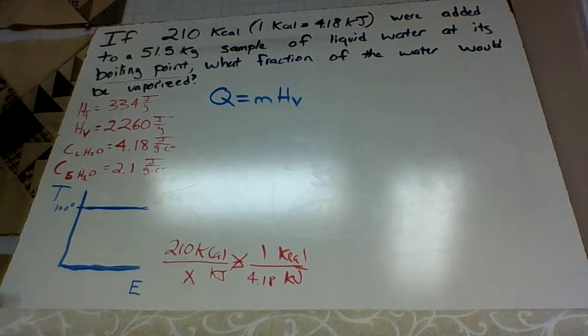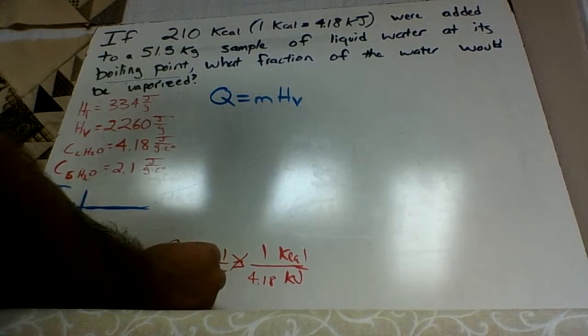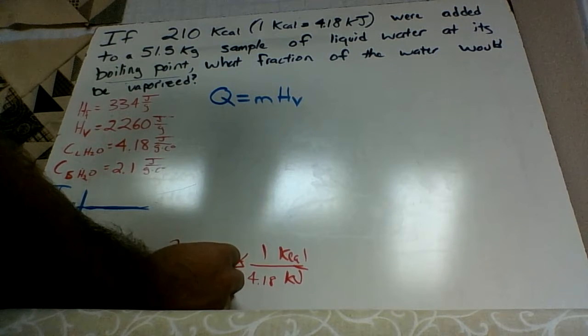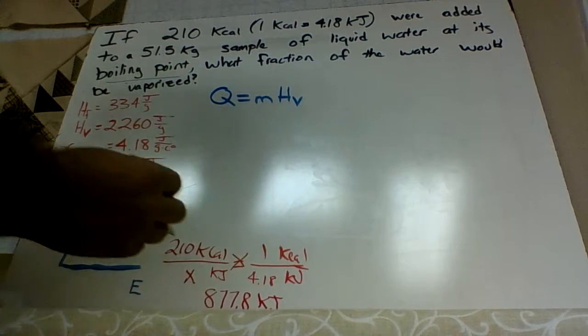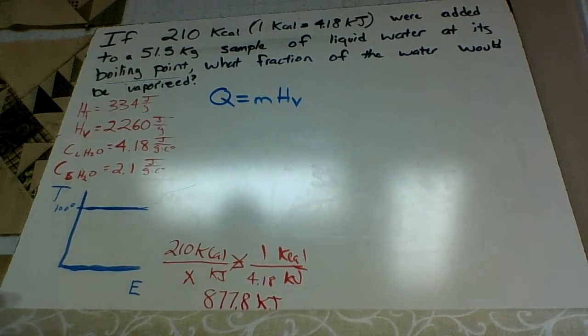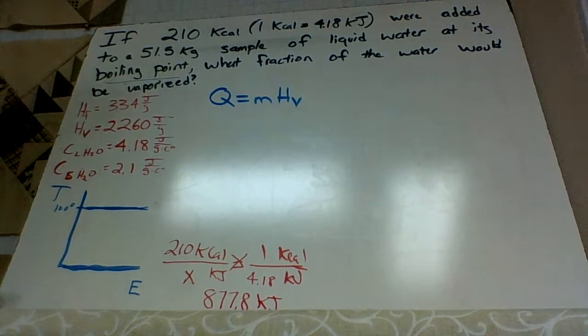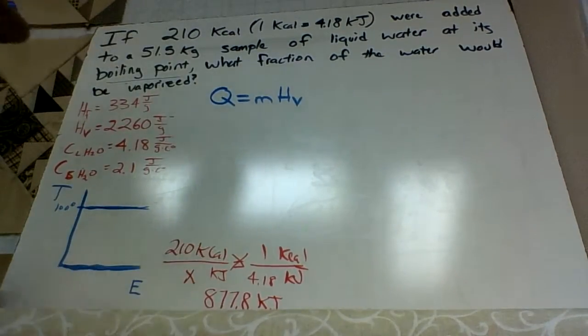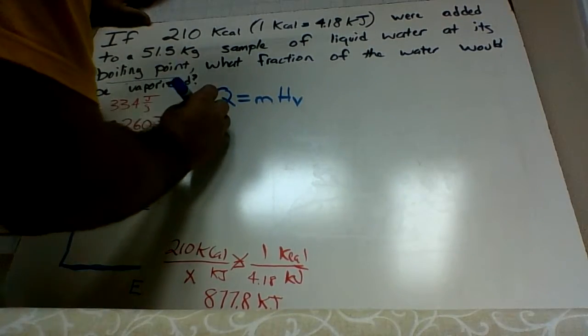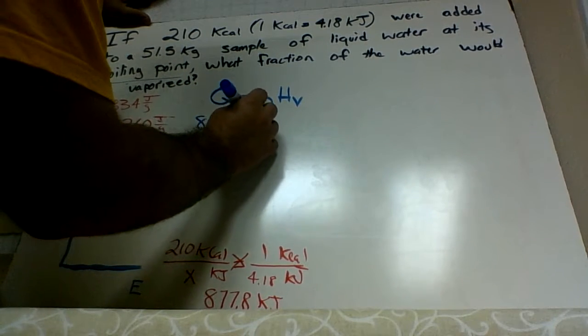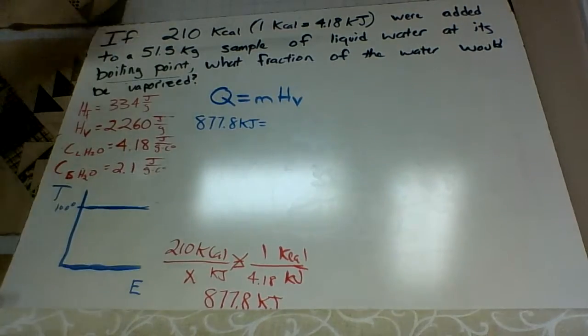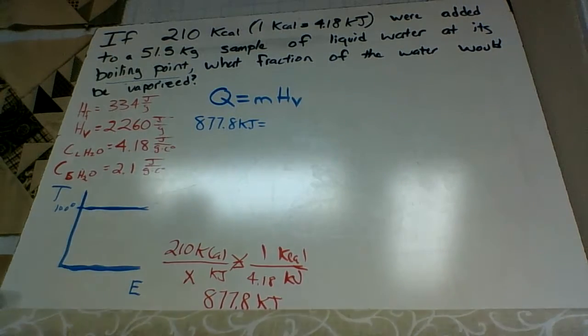Then I can just cross multiply and divide, but this is just a simple multiplication. If I take 210 times 4.18, that's going to give me 877.8 kilojoules. Now I'm going to hold off on sig figs, so don't get all nervous about it. I'm just going to take this and put it up here: 877.8 kilojoules is equal to... Now I'm pumping that much energy into the system.